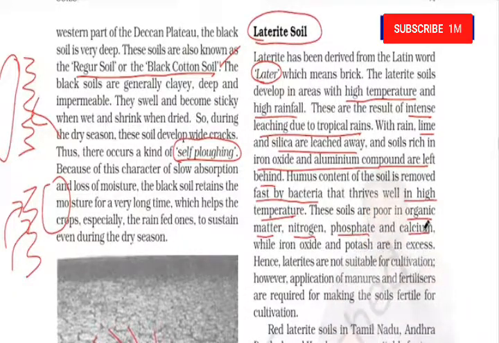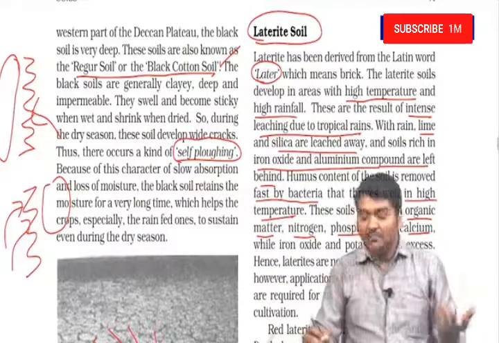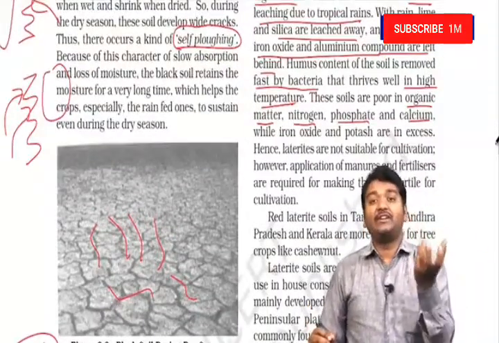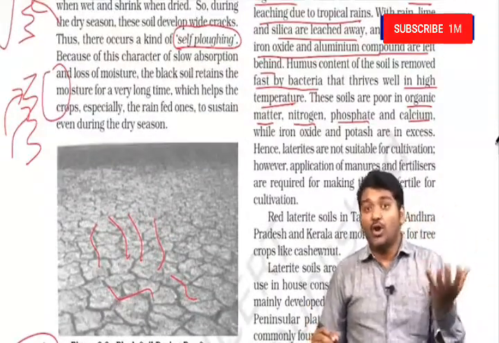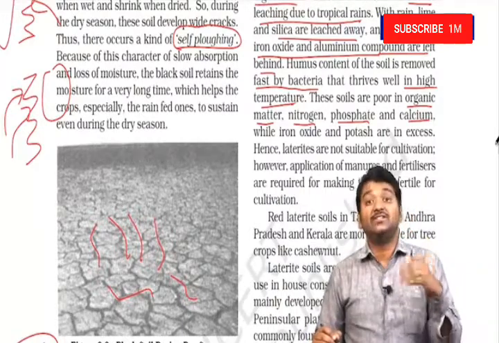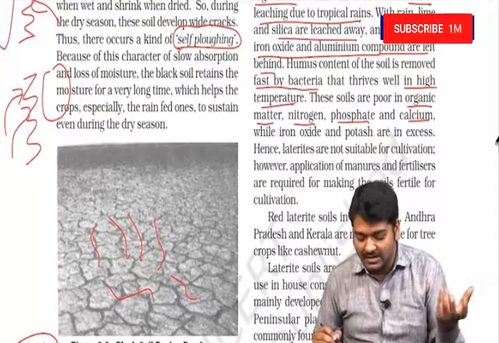We are actually talking about the rainforest, where you see that because of heavy rainfall, usually lime and silica are removed, iron oxide and aluminium are left, and even humus content is removed. Whenever humus content is removed, the fertility is removed and it is not good for any cultivation much. This is the reason shifting cultivation usually occurs in this part.